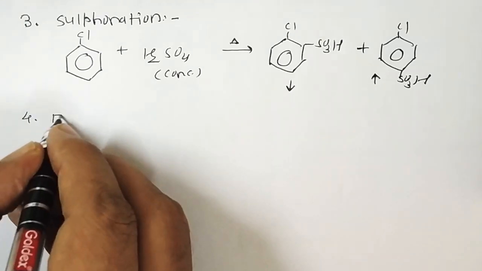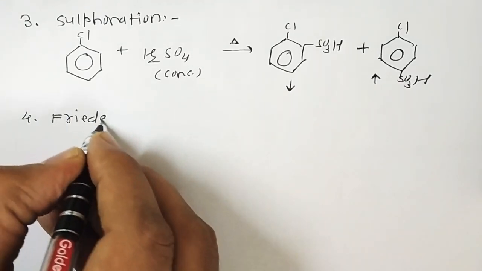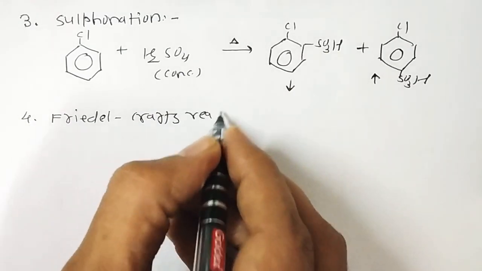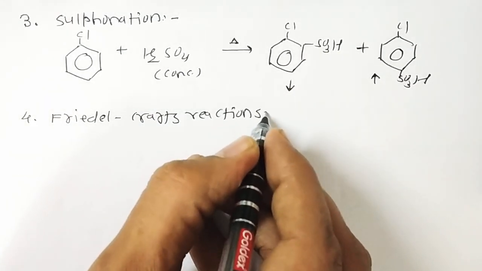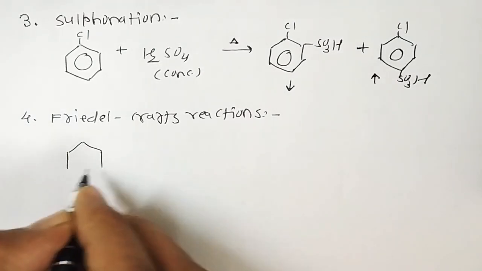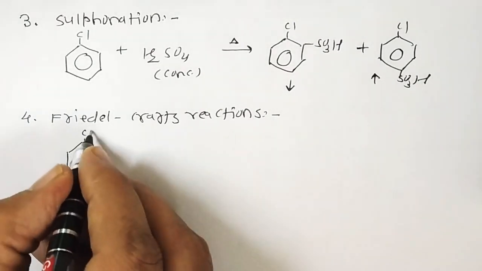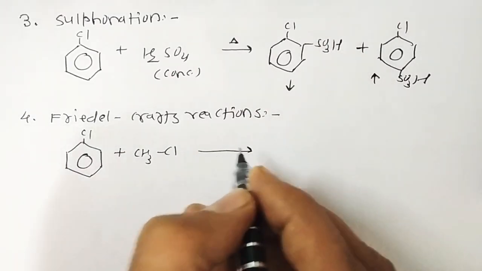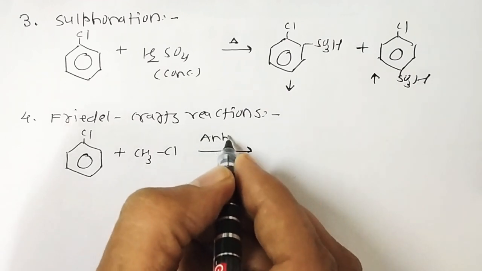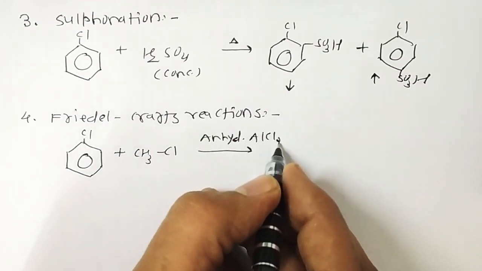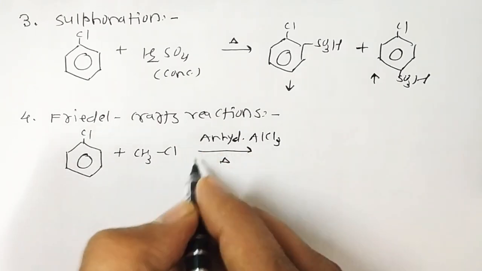Then number 4. Number 4 is called a Friedel-Crafts reaction. It's called a Friedel-Crafts reaction because it was invented by Friedel and Crafts. So what we have to do in these reactions: when chlorobenzene reacts with methyl chloride in the presence of anhydrous AlCl3, right? So this is called Friedel-Crafts alkylation.